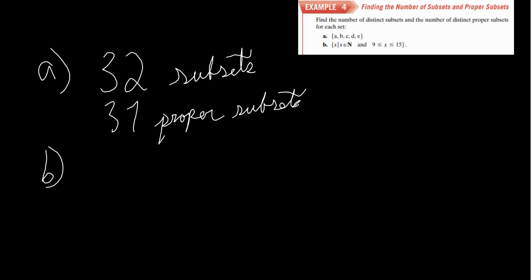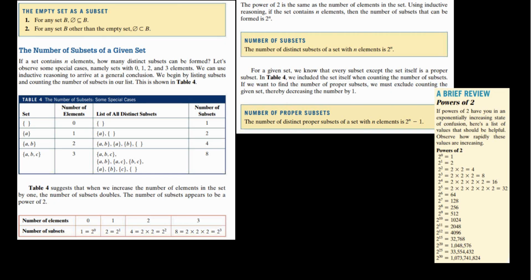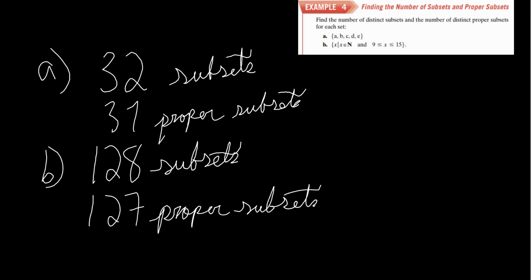All right. And B, there are 7 elements. Okay. So 2 to the 7th power, I know is 128. So there are 128 subsets and 127 proper subsets. Right? And that's it, right? All I do is I said, okay, there's 5 here, there's 7 here. So 2 to the 5th power is 32, and 2 to the 7th power is 128. Yeah, whew, that was a close one. Yeah, 2 to the 7th power is indeed 128, right?